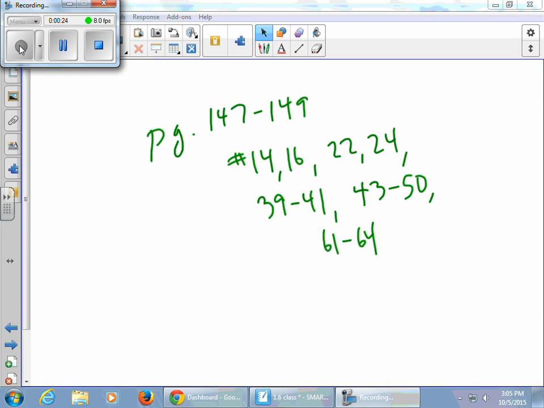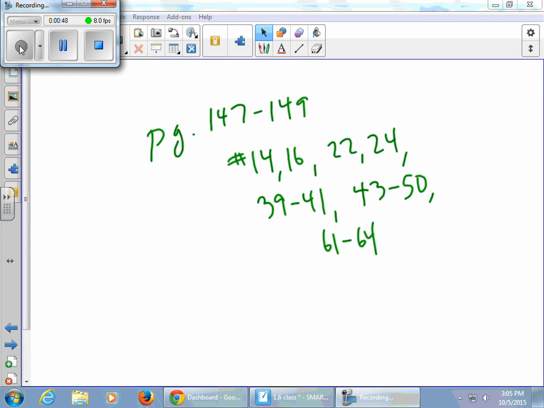So going through these, number 14, you should have horizontally shrunk by a half. For number 16, you should have vertically shrunk by 0.3. Since it's less than 1, it's going to do what it should do.